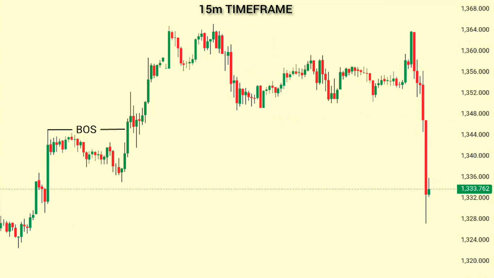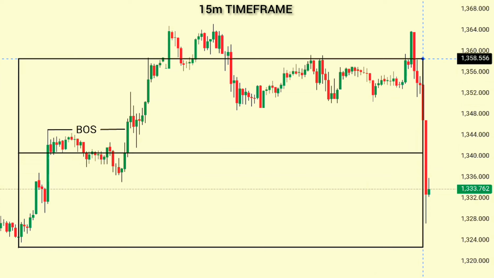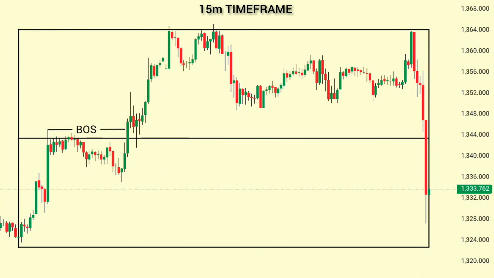Now, most traders see this and assume the market is turning bullish. But this is where many go wrong, because structure alone does not tell you where to enter. Price can still move against you before the real move begins. Now, instead of entering here, we need to understand value.